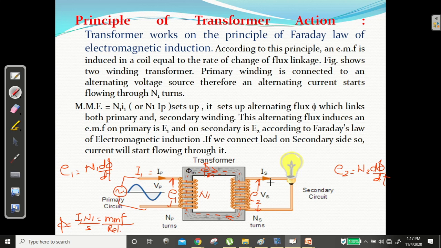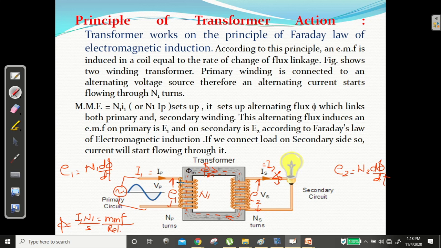If you connect the load and close the switch, secondary current I2 will start flowing on the load and the lamp will glow. That is the principle of transformer. It works on Faraday's law of electromagnetic induction, and this principle is known as mutual induction.